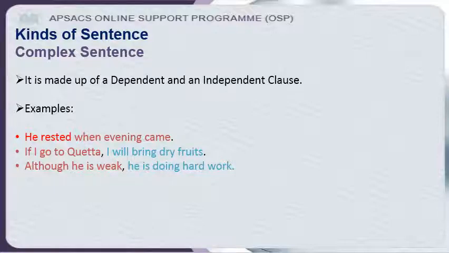If you notice, they all contain two clauses, but one is dependent and another is an independent clause. He rested when evening came. We have already discussed it. If I go to Quetta, we don't know. It's a dependent clause, so we need to put some more information, that is, I will bring dry fruits. Although he is weak, then what? We don't know. He's doing hard work. So these are two clauses. One is dependent and another is independent.